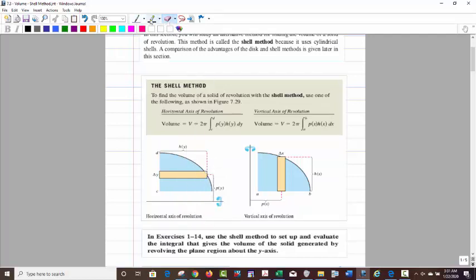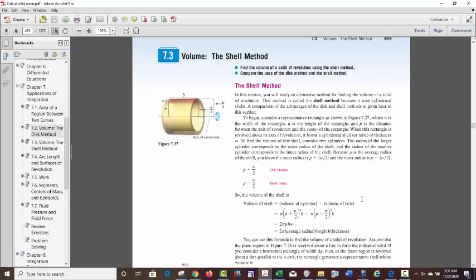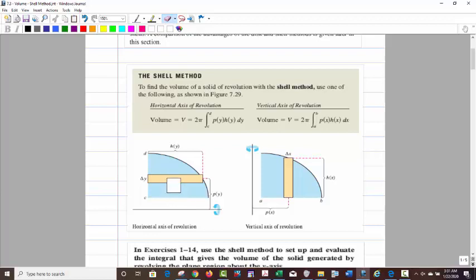Now here are the formulas. Let me zoom in on this a little bit. This is different. The variables are basically the opposite of what you do with the disc method. If we're revolving around any horizontal axis of revolution, we actually use functions of y. If you want to look at the details, you can go through that or find other resources that show it, but we're using the variable y because the representative rectangle is dy instead of dx.